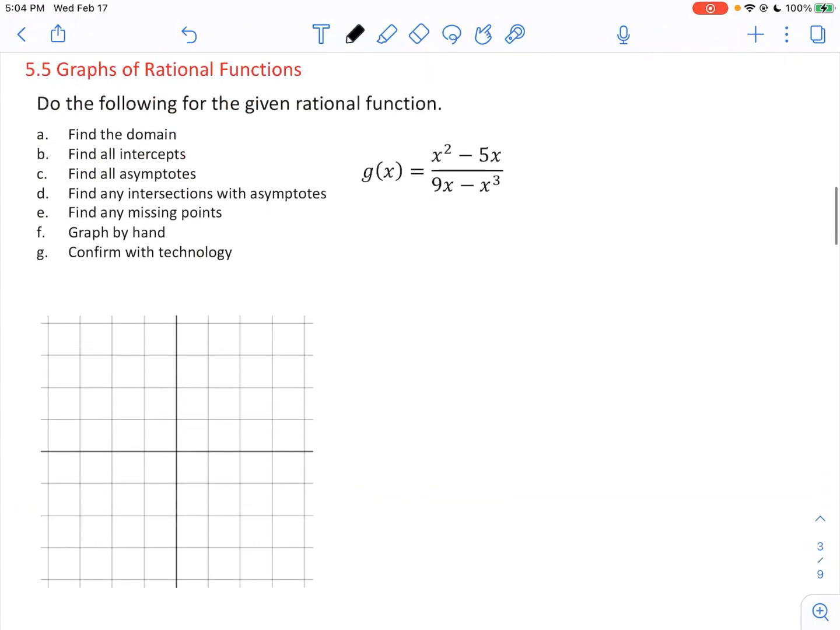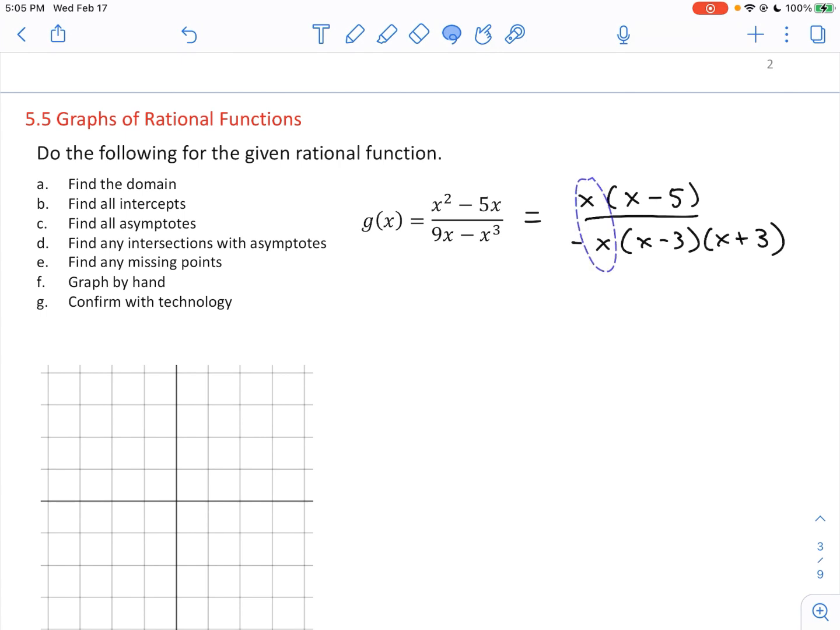Okay, next one. First step, put this in factored form. So I'm going to begin by factoring out an x. From the top, that leaves x minus 5. At the bottom, you can factor out an x, but I don't like the fact that the leading term is not written first. So it could be helpful to write this as negative x cubed plus 9x. And then if your leading coefficient is negative, I like to factor out a negative as well. So I'm going to factor out a negative x. That leaves an x squared minus 9, which factors itself to x minus 3 times x plus 3. Notice there's a similar factor that's going to cancel.